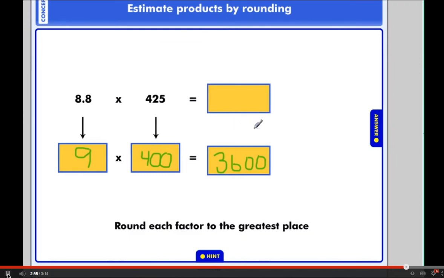Now normally we would be thinking this in our heads. We don't always write down our estimates. But for practice purposes and so that we can check your work and look at your thinking, you'll often be asked to write down what it was that you were thinking.